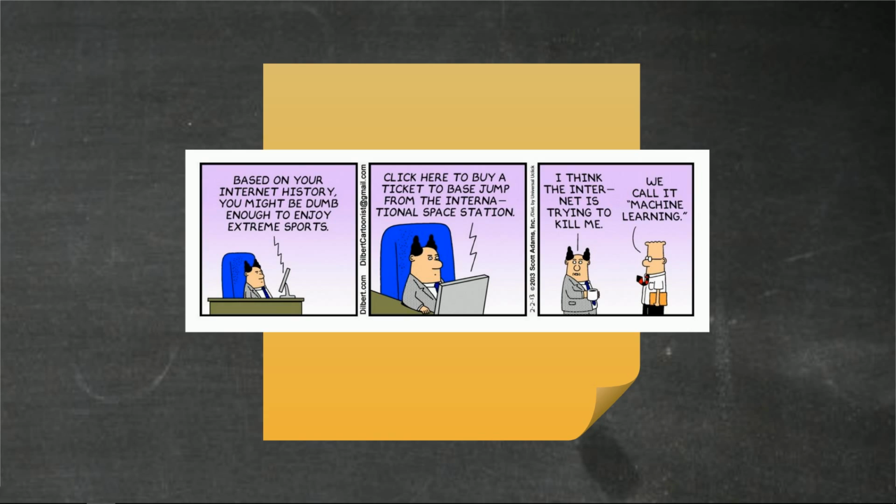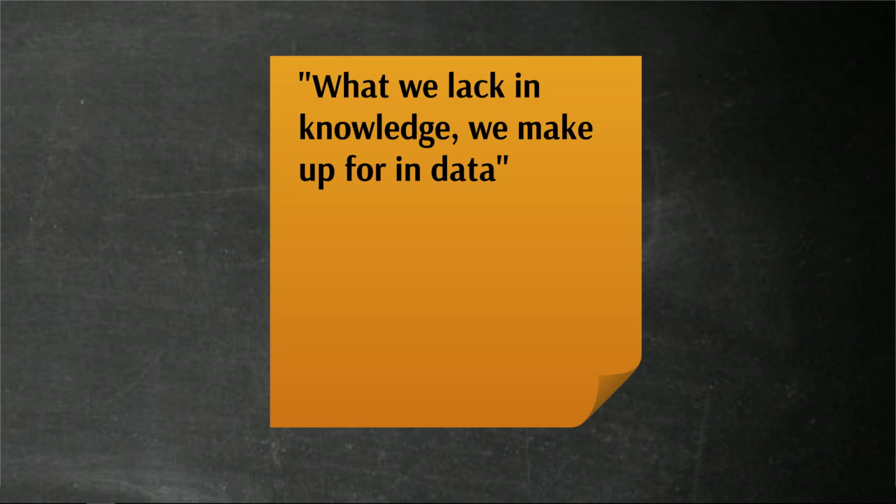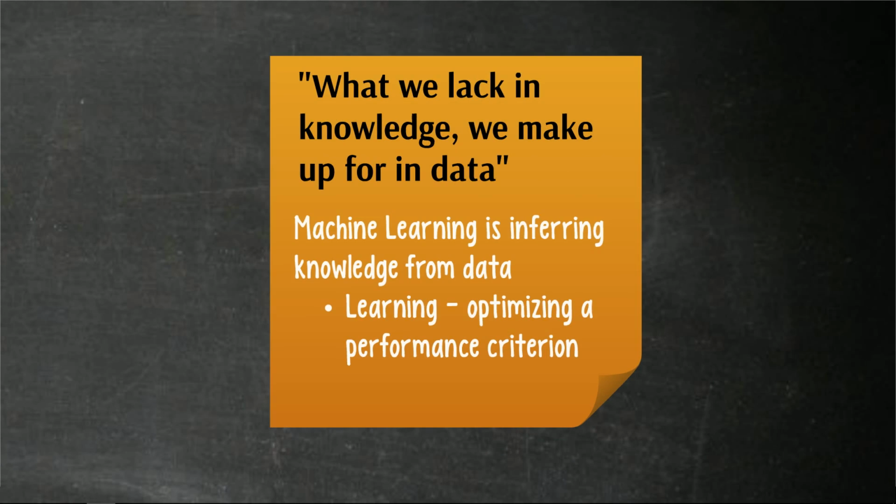There's plenty of sci-fi movies out there that have claimed that AI and machine learning algorithms are going to try to kill us. But that isn't actually the case, so let's hopefully clear up some of those misconceptions so that we don't have to just use the buzzword machine learning whenever we don't understand what our computer is doing. So what we lack in knowledge, we make up for in data. And this is at the core of what machine learning is. So machine learning is simply inferring knowledge from data. And then the learning step is when we're optimizing a performance criterion.